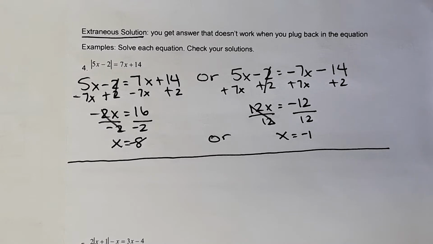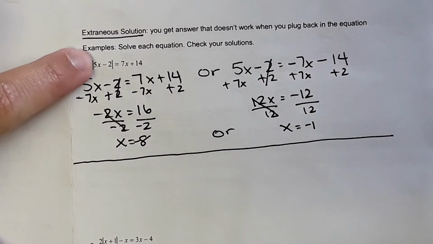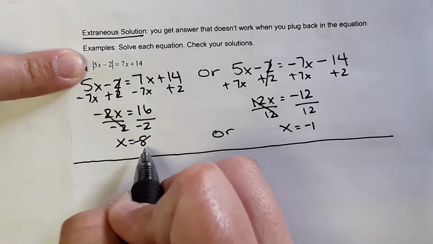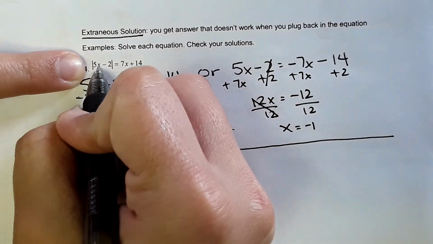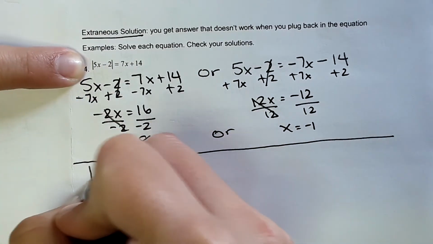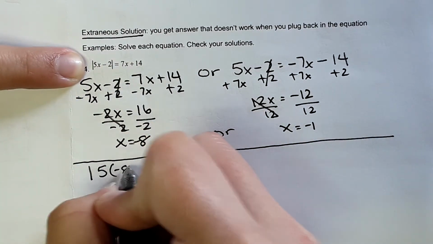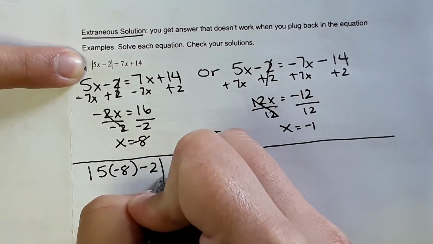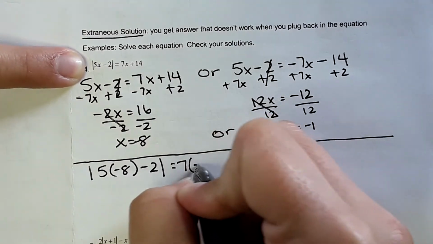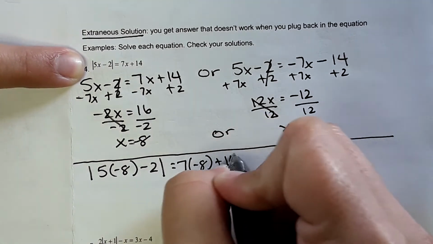Okay, now that we have those two answers, we have to plug those back into the original to see if they work. So now that I have -8, I'm plugging it into this. So I'll have the absolute value of 5 times -8 minus 2 equals 7 times -8 plus 14.